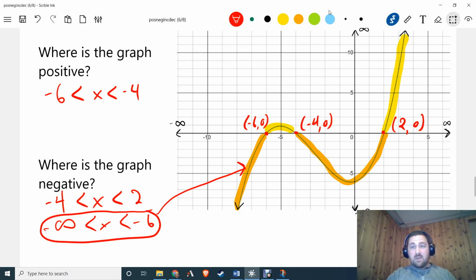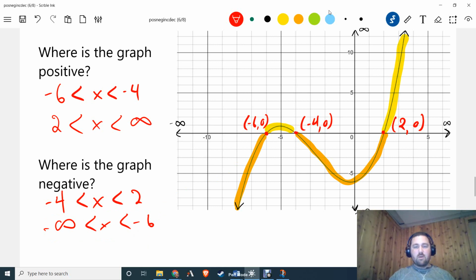So this part right here goes for this part of the graph. And likewise, we can do something for this top part, this far right part of the graph that goes from 2 up forever and ever. We would say that's just 2 is less than x is less than infinity. It goes on forever. And so we now have these four different sections that correspond to these four different parts of the graph.